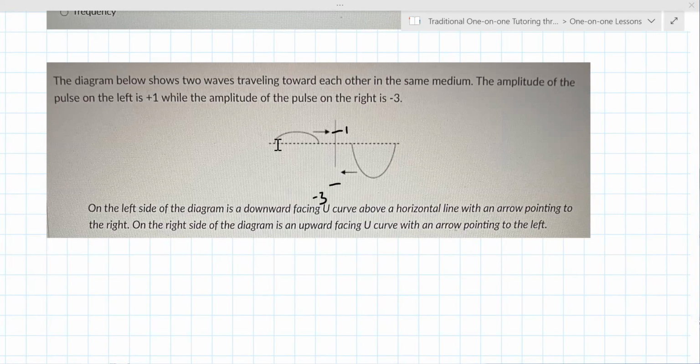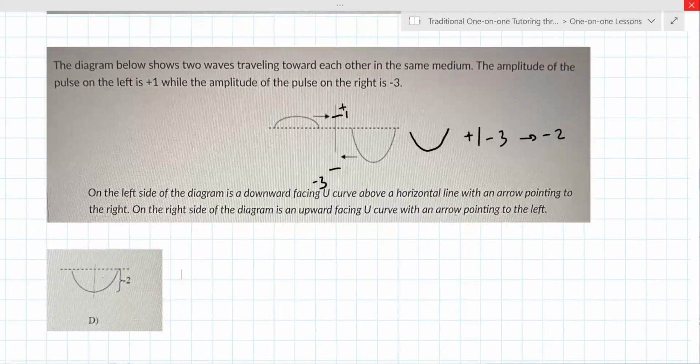So the +1 and the -3, you just add them to get -2. So it's something that's going to have a height of -2. Okay, and I think you can see that that's letter D in the diagram there. If they were exactly the opposite amplitude, then they would cancel out completely. Okay, we actually just answered this question here.